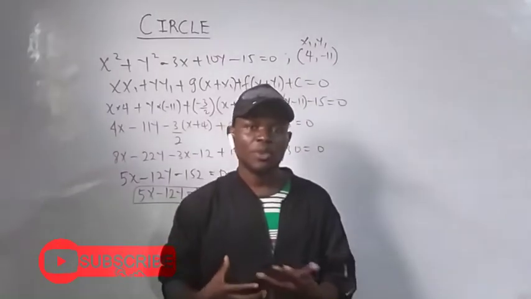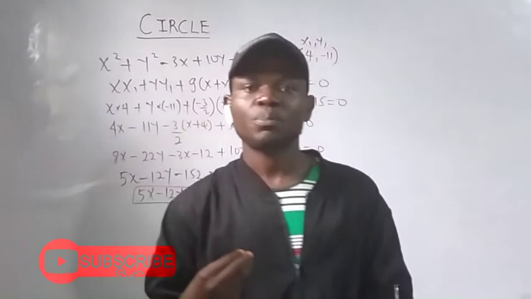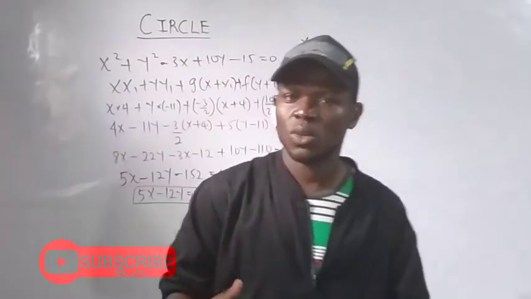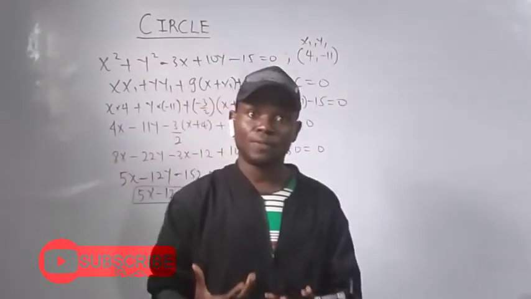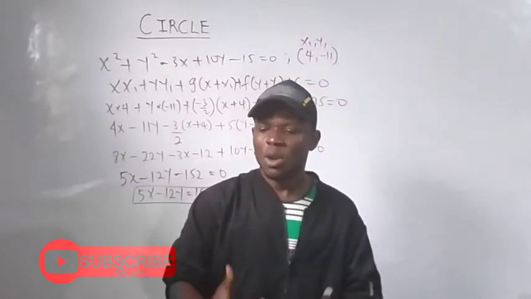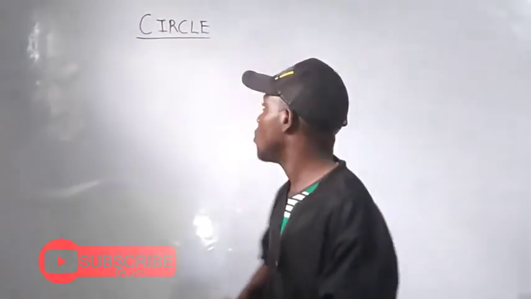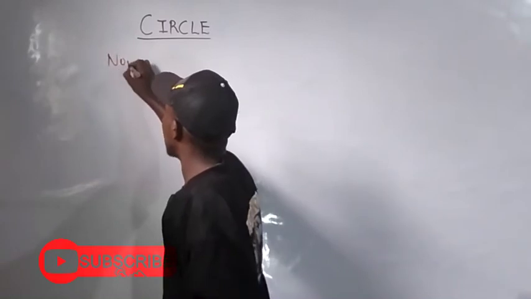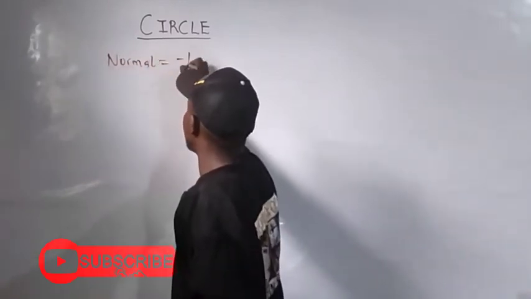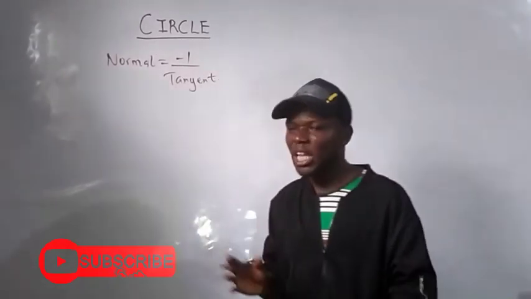In other words, let me quickly hint at this, even though it's not meant to be part of the class: the equation of a normal to a circle is solved the same way as we solved for the tangent to a circle. But let me quickly show the perpendicular relationship between a tangent and a normal, such that when you multiply both together it gives you minus 1. So the normal, in a simple sense, is minus 1 all over the tangent.